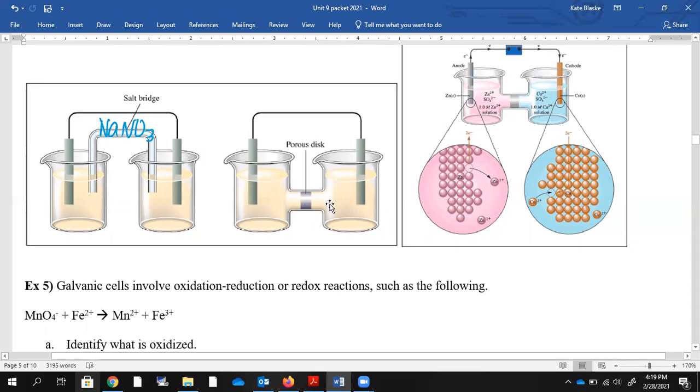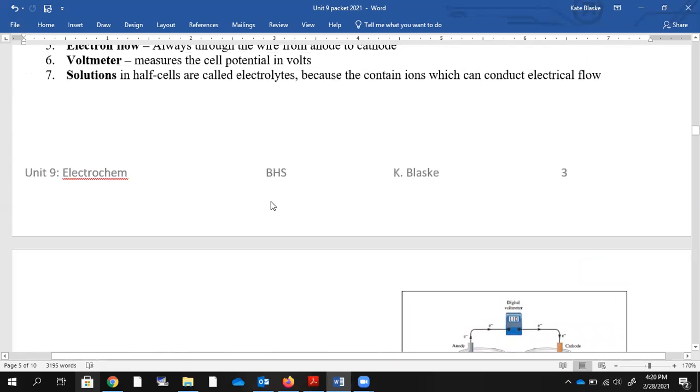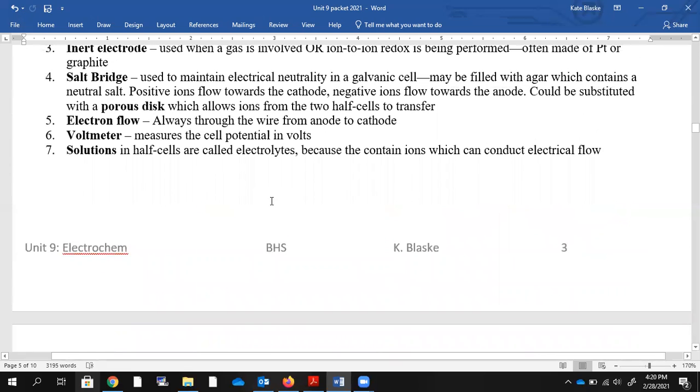It might allow the positive charge from the right-hand side to migrate over and bring some positive charge to the left-hand side of the cell. But again, you have to have one of those two things in order to maintain your charge balance. In an electrolytic cell, that salt bridge or porous disc is unnecessary. So those only are going to happen in galvanic cells. All of these other pieces exist in both cells.